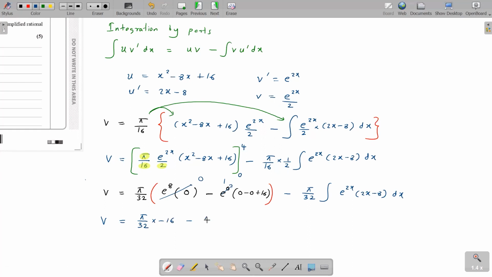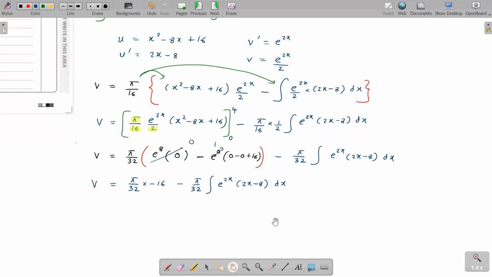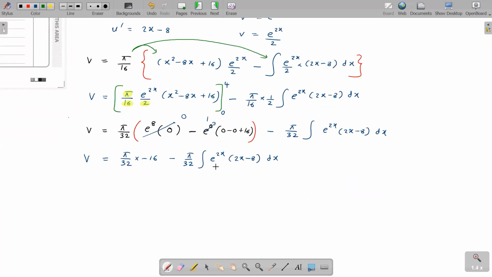Okay, so then here minus pi over 32 times integration of e to the power 2x with 2x minus 8 with respect to x. Okay. So again, we need to use parts by integration here. So this is my v dash and this is my u. We'll start with u. U is 2x minus 8. U dash is equal to 2. Differentiation of 2x is 2. V dash is e to the power 2x. So v is e to the power 2x divided by 2. Agreed? So it's again parts by integration.